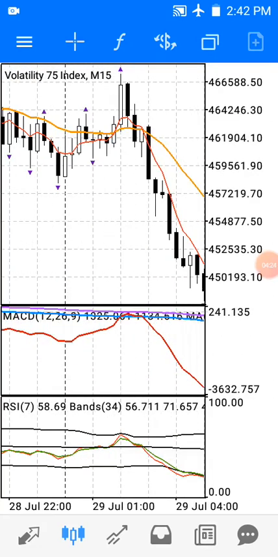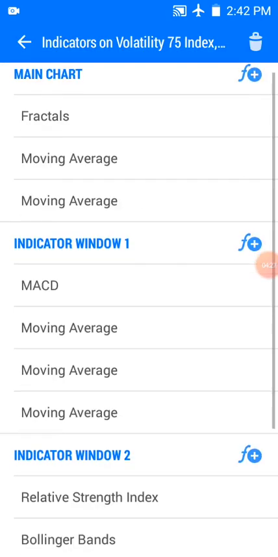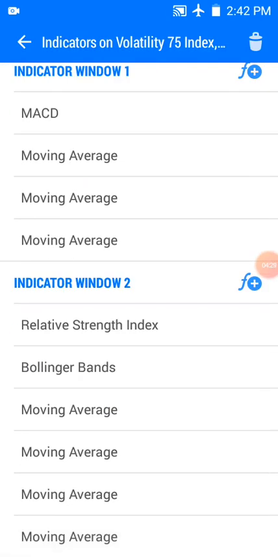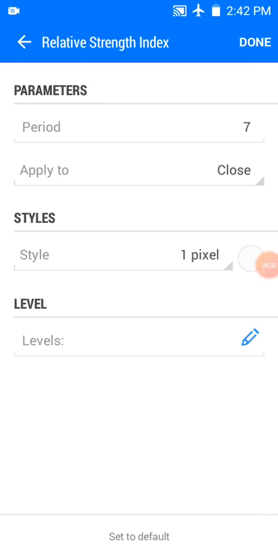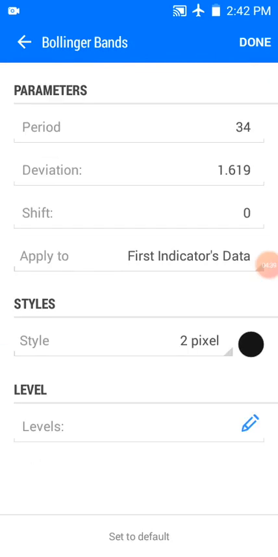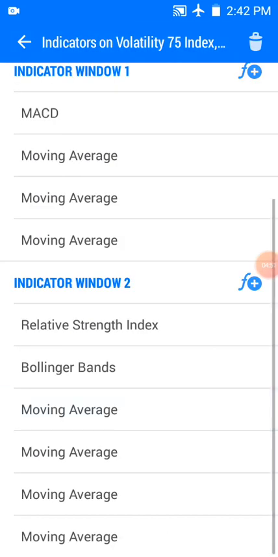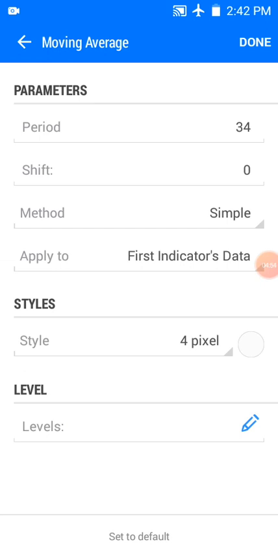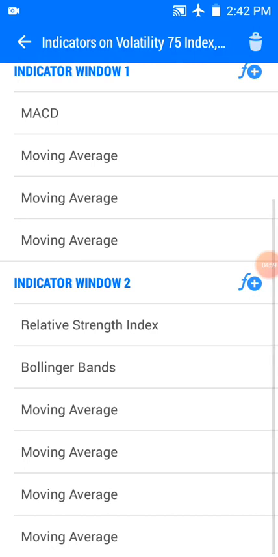Let's look at indicator window 2. Let's look at the indicators. For indicator window 2, we have relative strength index, period is 7, apply to close, no color. Then the next one is Bollinger Bands, period is 34, deviation is 1.619. You apply to first indicator's data, and the color is black. Then the third one is moving average, period is 34, the method is simple, applied to first indicator's data.